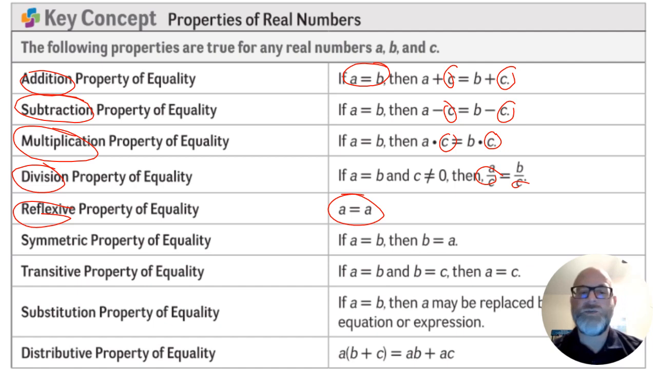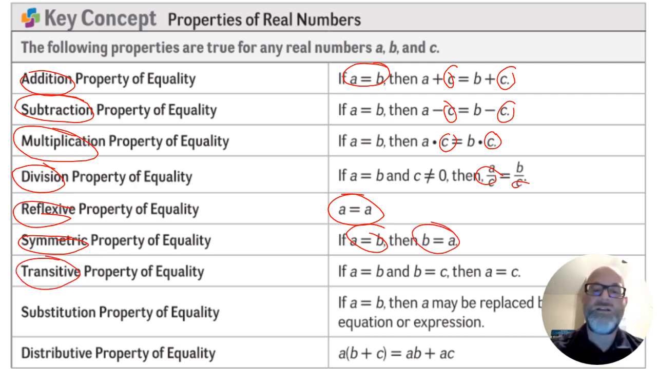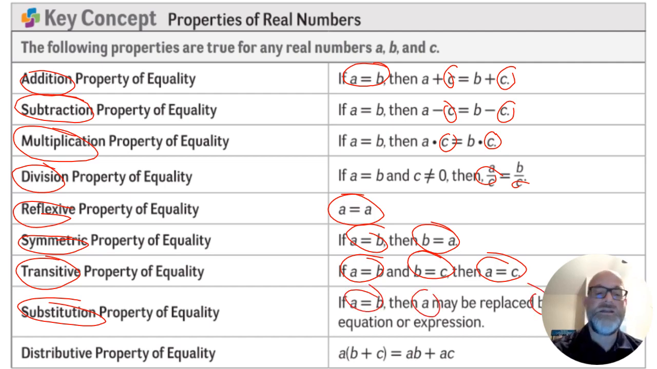Reflexive property, what's that? That's where something equals itself. Symmetric property, A equals B, then B equals A. Transitive property, if A equals B and B equals C, then A equals C. Substitution property, this comes up all the time. If A equals B, then A can be replaced with B. And then finally, distributive property, A times (B plus C) is the same as A times B plus A times C.